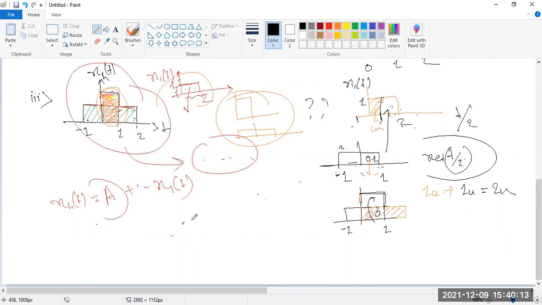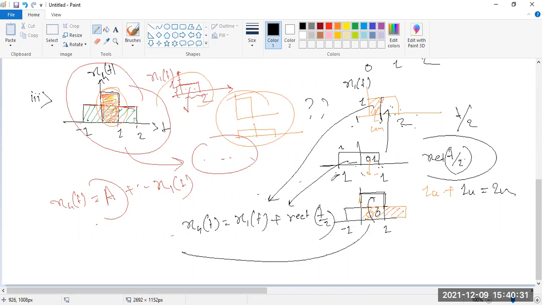Okay, so this x4 signal could be represented as x1 of t, this signal, plus this rectangular signal of t by 2. So this is also an expression of the x1 term. X4 is in terms of x1. But the question is, is that an LTI system?